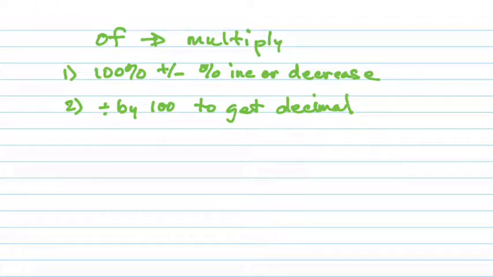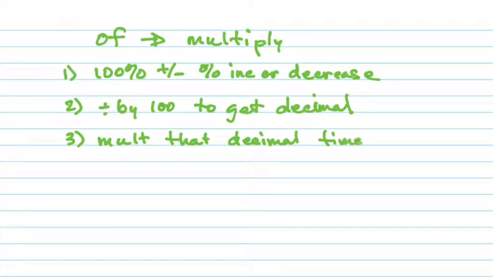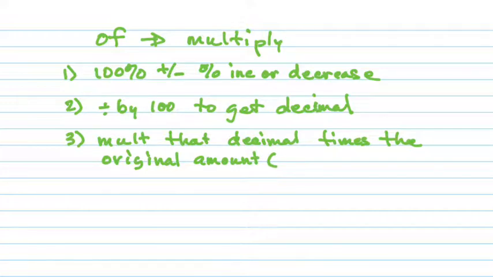Now, your calculator can do that for you, so it's fine if you don't need to do that, but I want it in your notes. Then multiply that decimal times the original. I didn't leave any room for examples. The original amount. Now, we're talking about the dollars or whatever, not the percent.